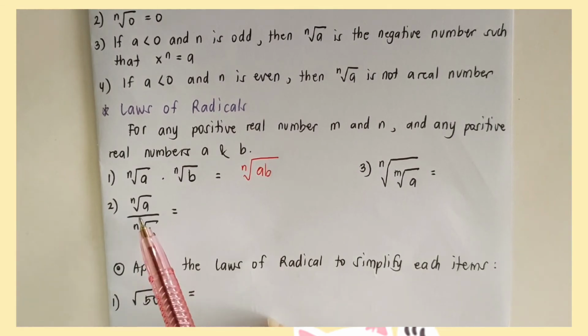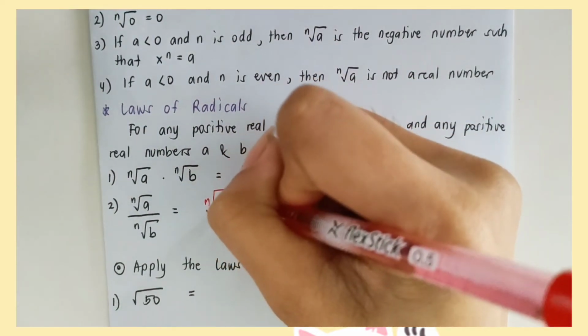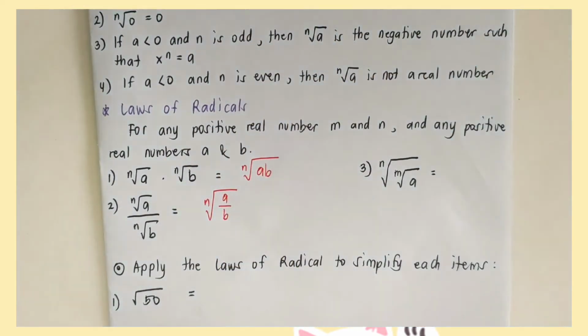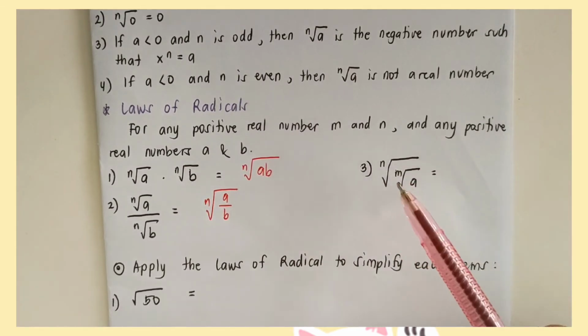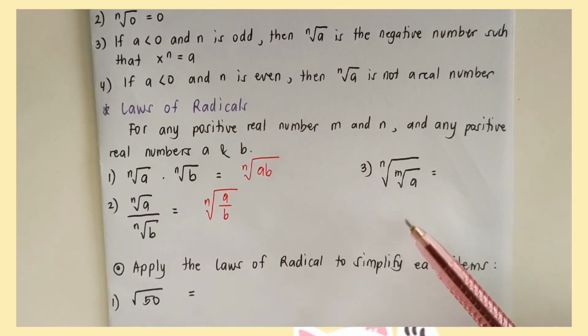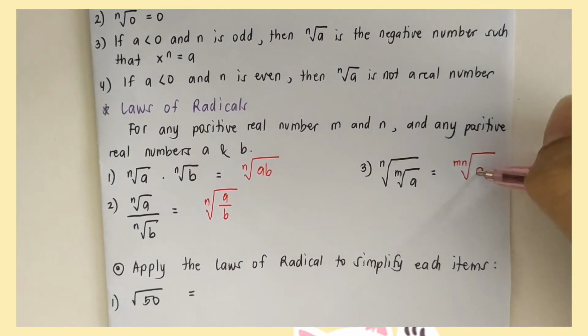How about this one? The nth root of A all over the nth root of B is the same with the nth root of A over B. And for the third, the nth root of the nth root of A is the same with m times nth root of A.